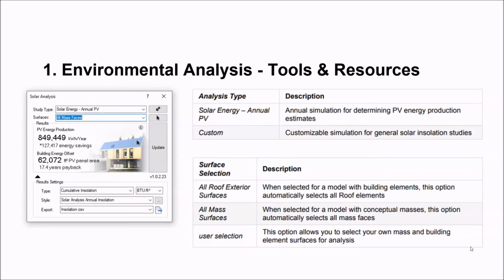In terms of analysis type, we will select between custom and solar energy, which provides an estimate of the photovoltaic production for the year. For this concept mass, I've selected to run it on all mass surfaces. The result type I've left as cumulative insolation. Insolation is the amount of solar radiation reaching a given area.